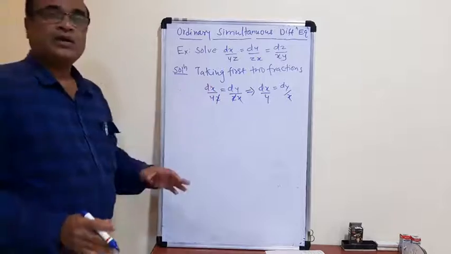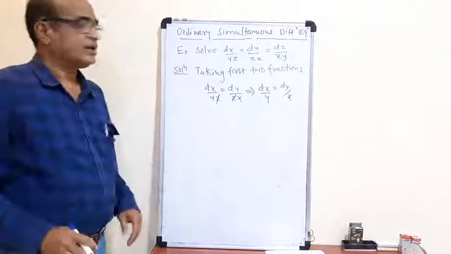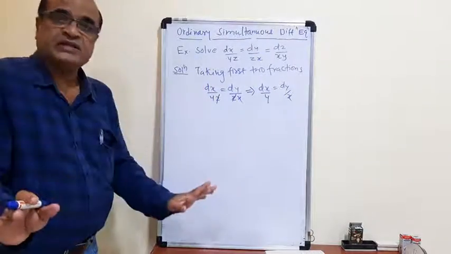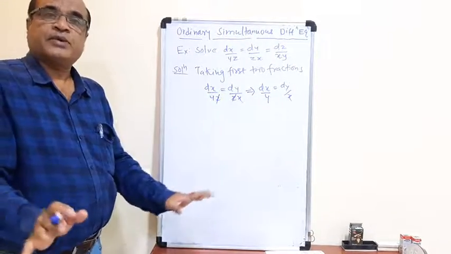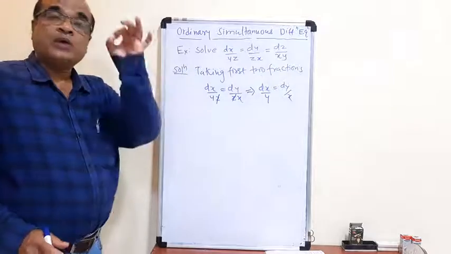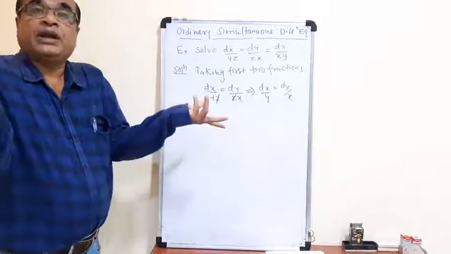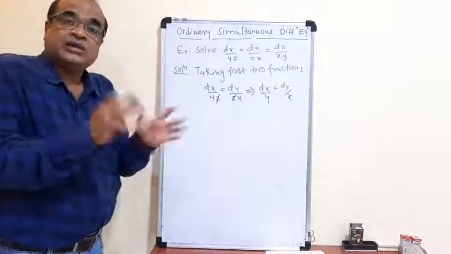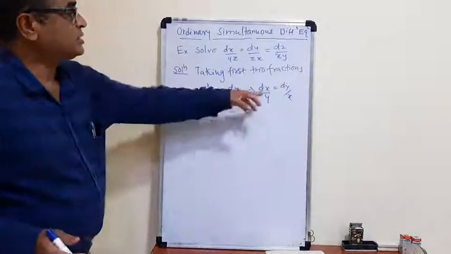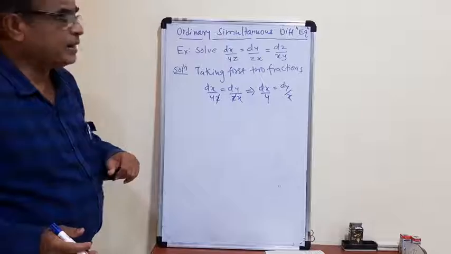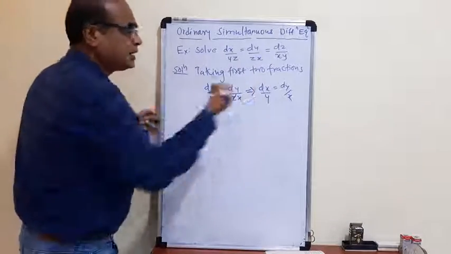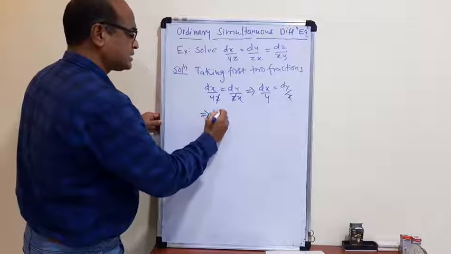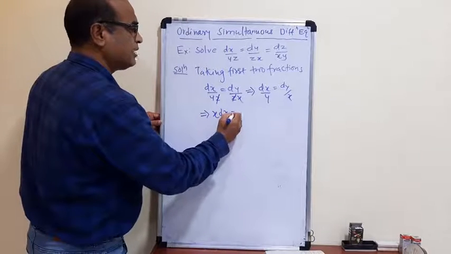Here one variable is absent. There are three variables x, y, z, and here z is absent. So the first step is that one of the three variables is absent, here z in x, y, z. So this is a simple differential equation, and we separate the variables. This equation can be written as x dx is equal to y dy.